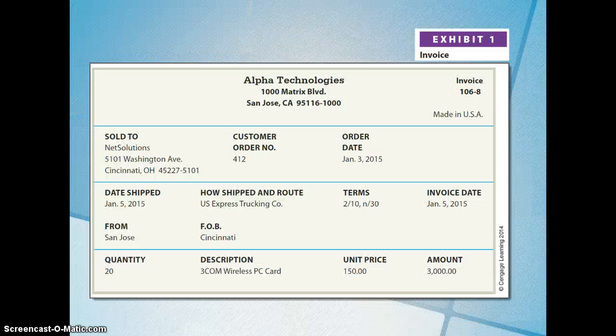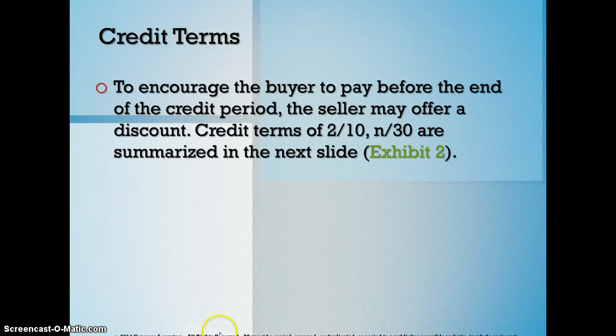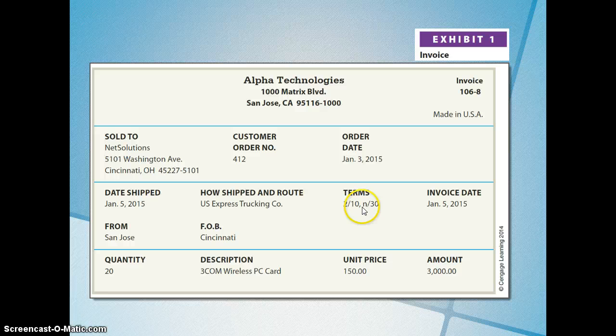Okay, so this is the invoice that we received from Alpha Technologies when we bought the inventory. There's a couple of things on an invoice that we really need to point out. First thing are the terms. Terms are 2/10 net 30, and what that means is a 2% discount if you pay the invoice within 10 days. If not, then the net amount is due within 30 days. The discount period, the 10 days, starts on the invoice date, which is listed here as well.